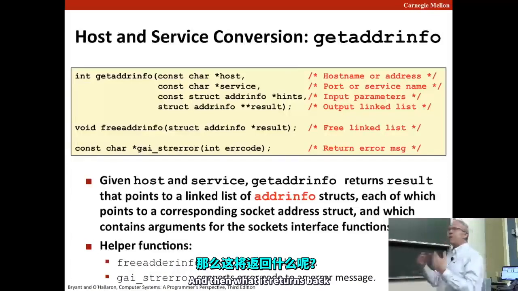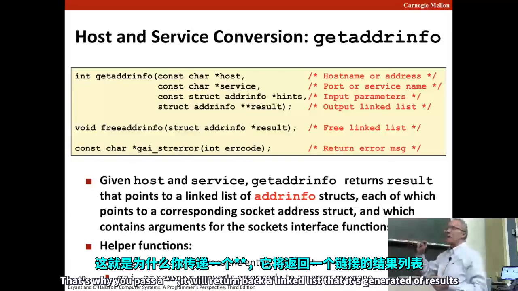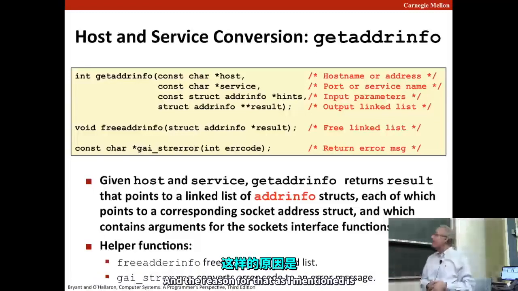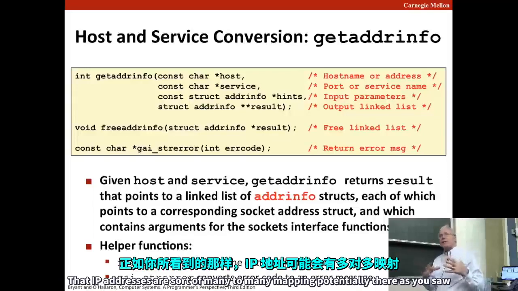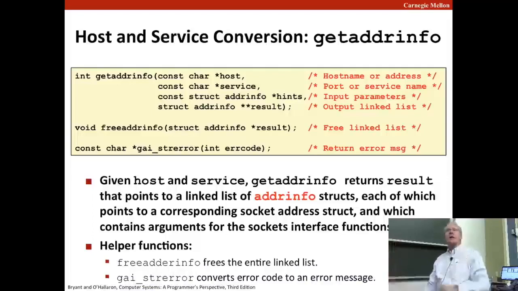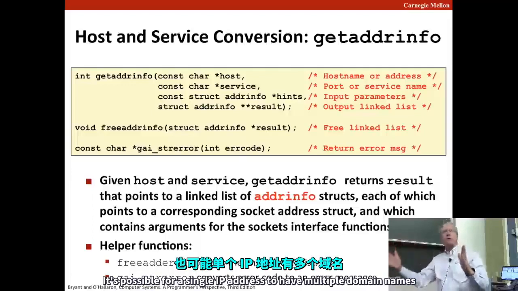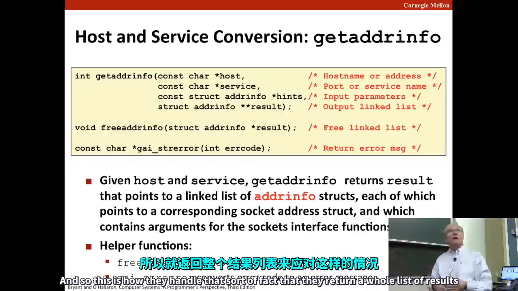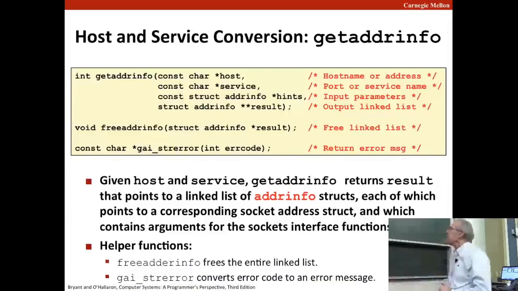And then what it returns back, and that's why you pass a star star, is a linked list of results that it has generated. The reason for that, as I mentioned, is that IP addresses are potentially a many-to-many mapping. As you saw, it's possible for a single domain name to have multiple IP addresses, and it's possible for a single IP address to have multiple domain names. So this is how they handle that: they return a whole list of results.